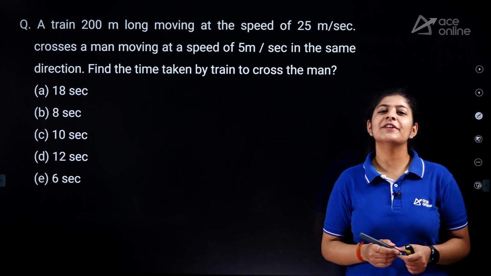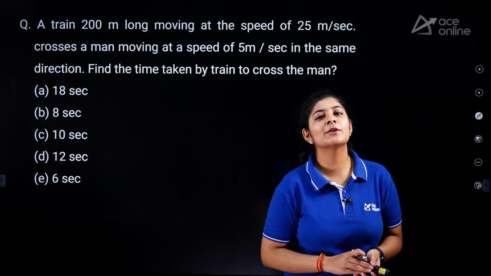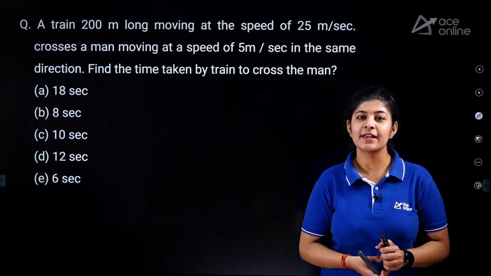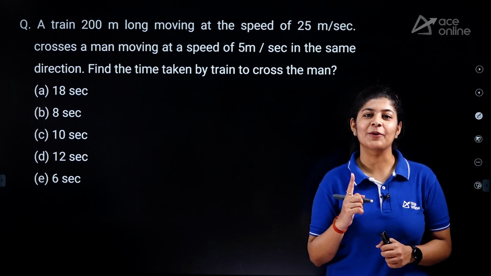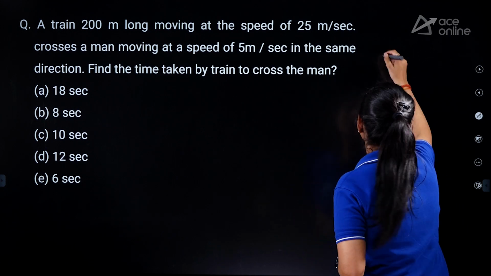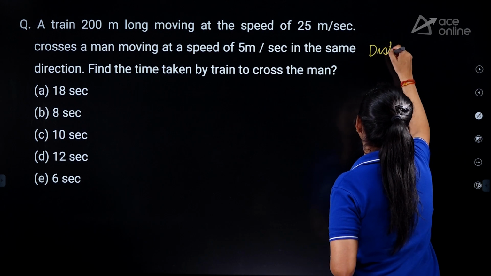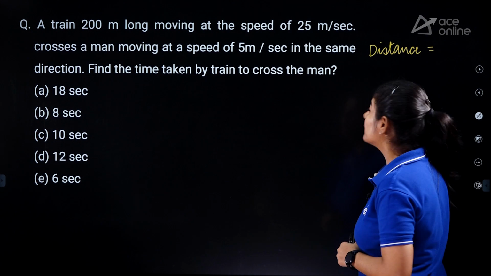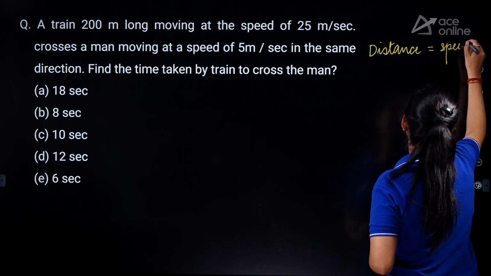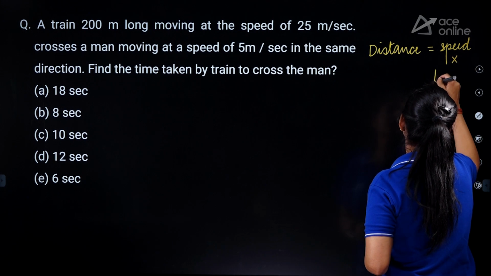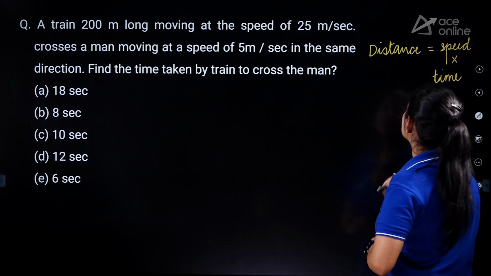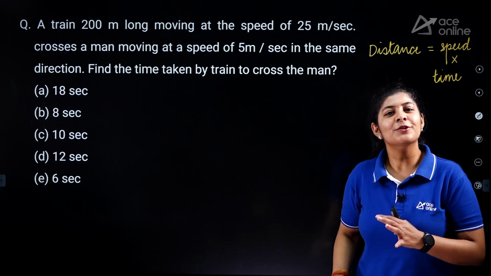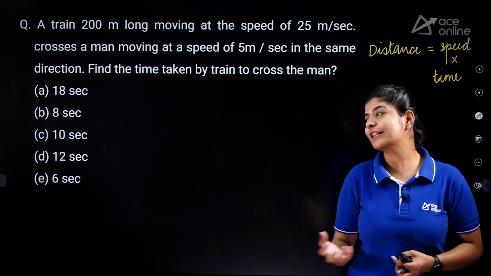We know that whenever we have a problem from the concept of time, speed and distance, or we can say problems on trains, we have to use a single formula, and that formula is nothing but distance is equal to speed into time.